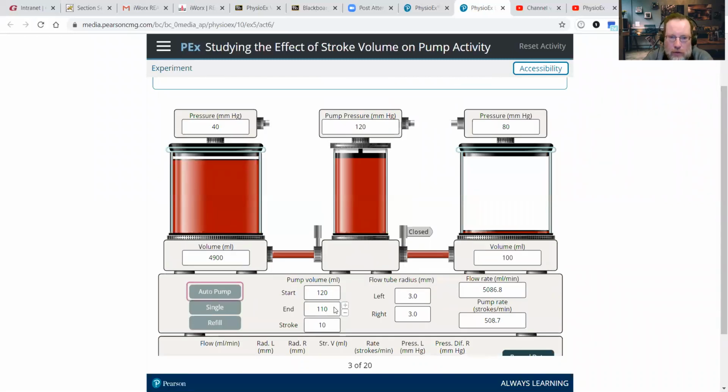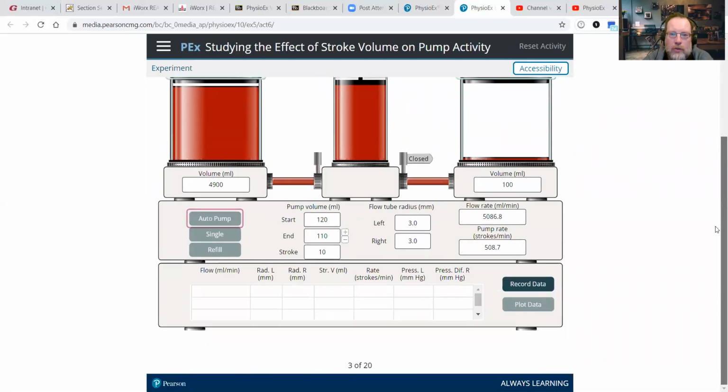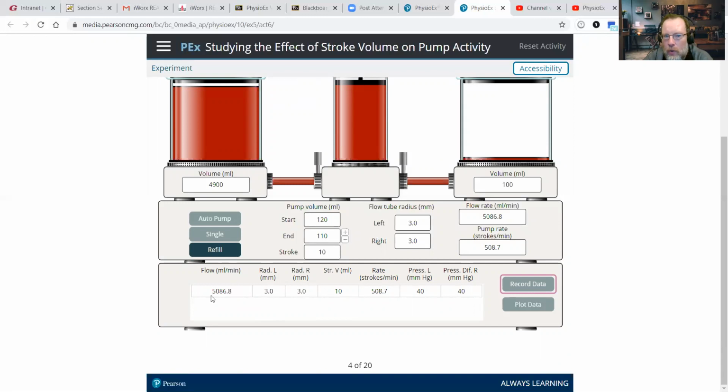And if the stroke volume was set at 10, we gave it 10 pumps, then we would expect to see 100 milliliters pumped out in those 10 strokes. So we're going to record the data. And remember, we're trying to maintain a flow or a cardiac output of around 5,000. 5,086.8 happens to be the cardiac output that we're going to maintain through this activity.